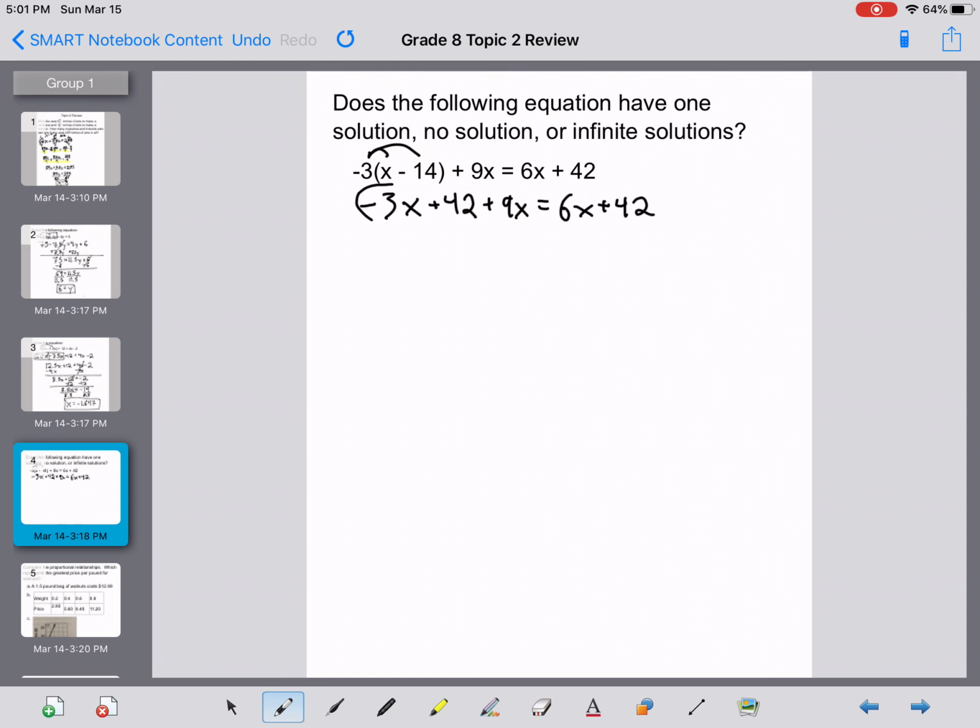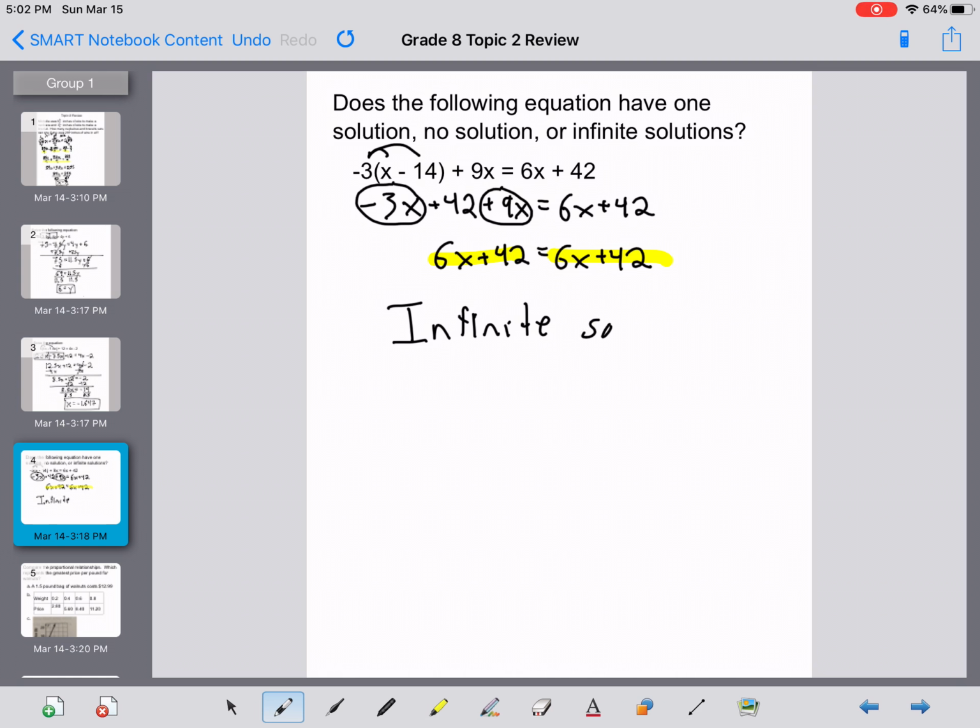I'm going to combine my like terms on the left-hand side. Negative 3x plus 9x is 6x. This 42 just comes down, equals 6x plus 42. When you get to this step and you notice that the left-hand side and the right-hand side are exactly the same, we know in that case that means we're going to have infinite solutions.